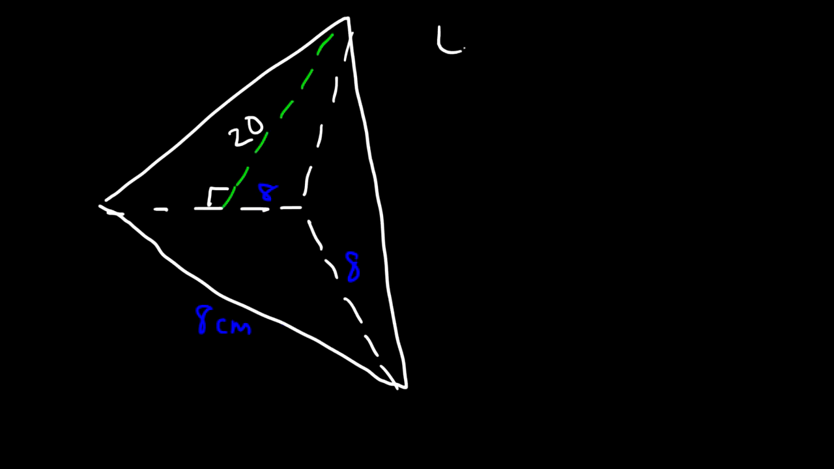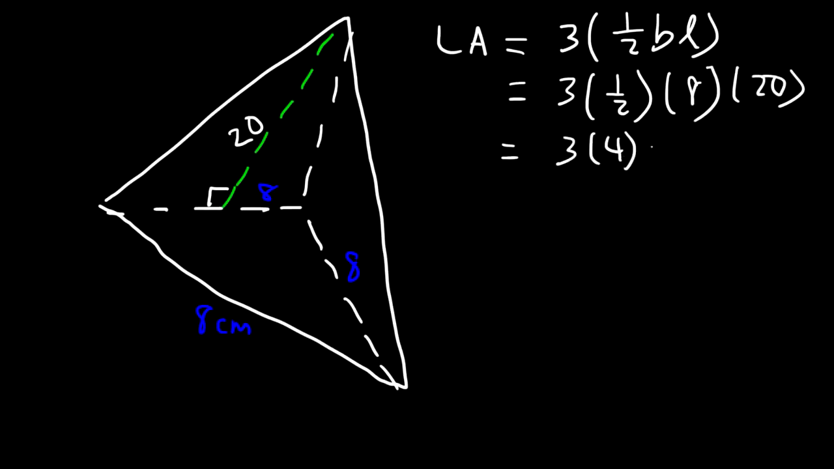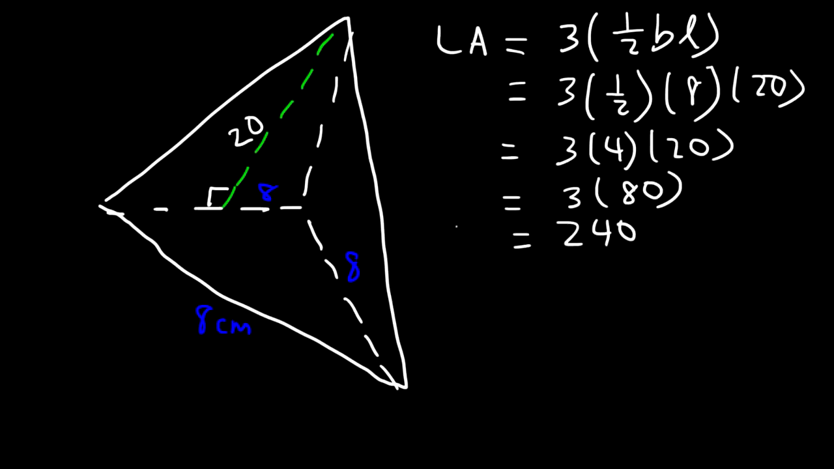So let's start with the lateral area. The lateral area, we know it's going to be 3 times 1/2 base times the slant height. So the length of the base is 8 and the slant height is 20. Now half of 8 is 4. And 4 times 20 is 80. And 3 times 80 is 240. So the lateral area is 240 square centimeters.